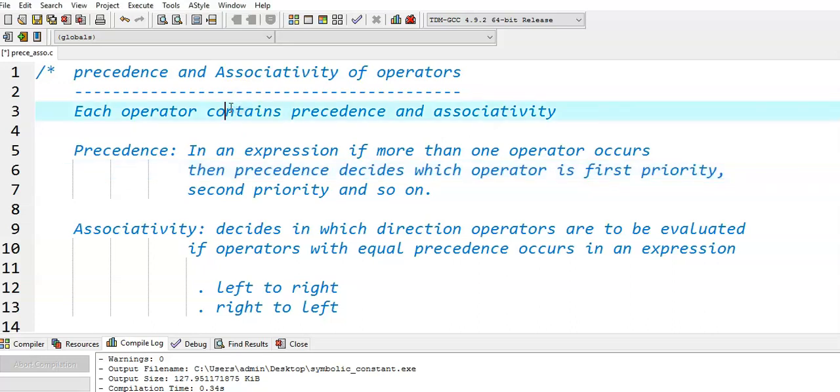In this video, we discuss precedence and associativity of operators. Each operator in C language contains precedence and associativity. So we discuss one by one.